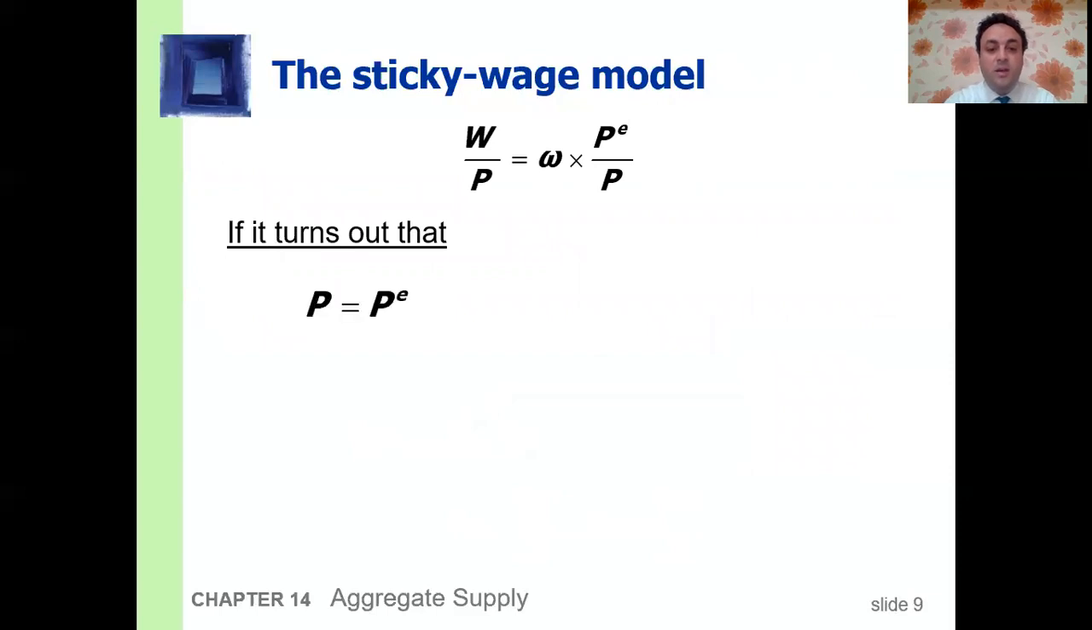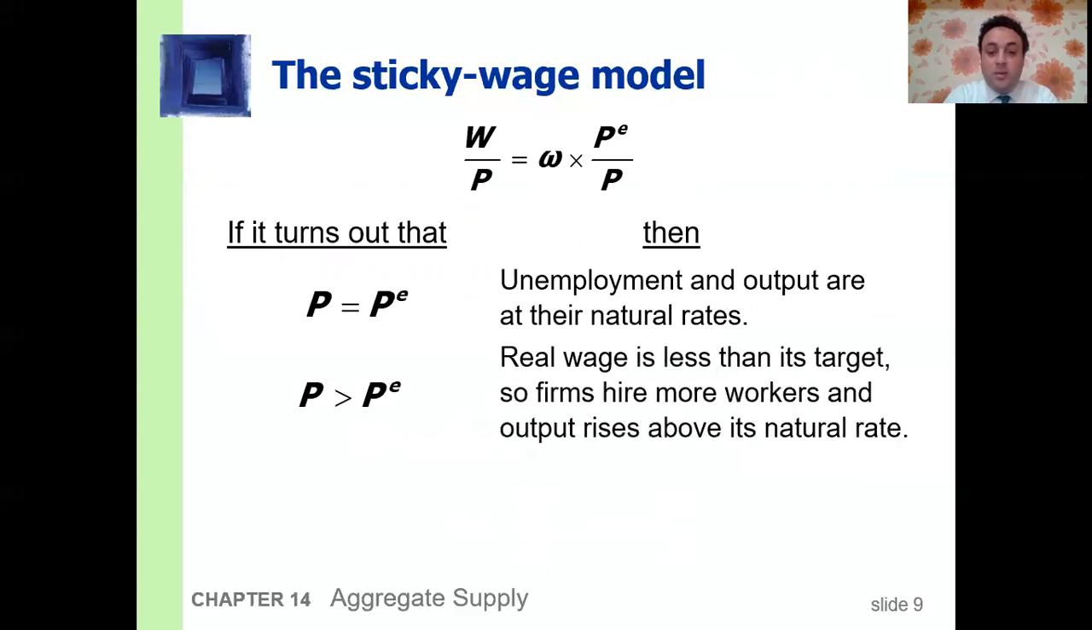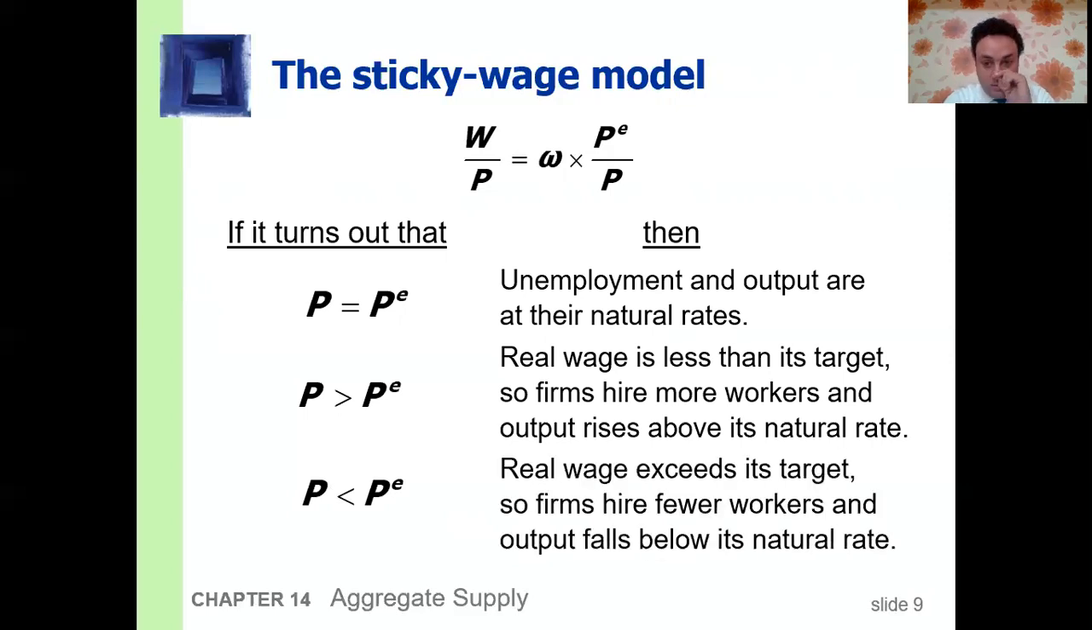So if it turns out that the actual price equals the expected price, then unemployment and output are at their natural rate. If it turns out that the actual price is more than the expected price, then the real wage is less than its target. So firms hire more workers and output rises above its natural rate. And if the actual price turns out less than the expected price, the real wage exceeds its target. So firms hire fewer workers and output falls below its natural rate.